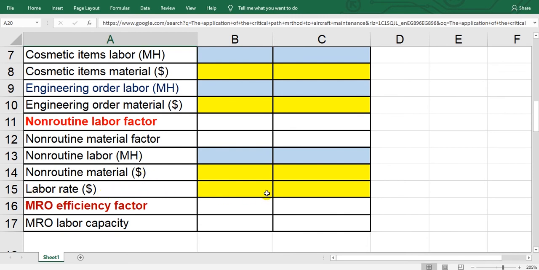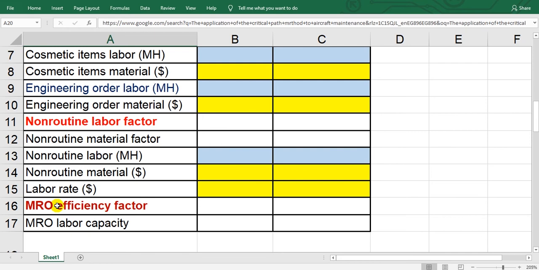Here, the labor rate of the MRO. Take care: if it is visual inspection or routine inspection, this is a small labor rate. But if you go to special work like structural inspections or non-destructive tests, the labor rate must be increased. So if the labor rate is normally 50 US dollars per hour, the NDT, or non-destructive test, or the structure repair may be 60 or 65.